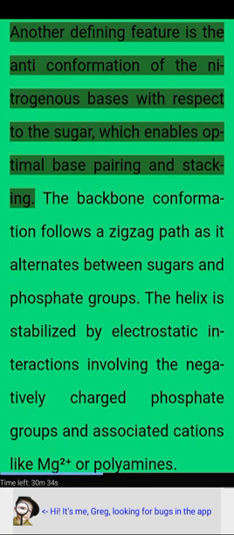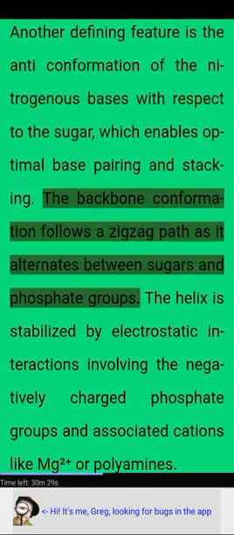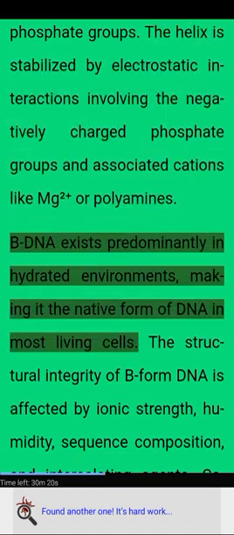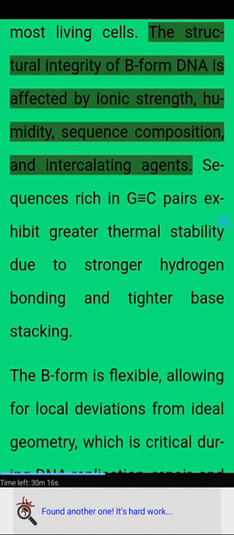Another defining feature is the anti conformation of the nitrogenous bases with respect to the sugar, which enables optimal base pairing and stacking. The backbone conformation follows a zigzag path as it alternates between sugars and phosphate groups. The helix is stabilized by electrostatic interactions involving the negatively charged phosphate groups and associated cations like Mg²⁺ or polyamines. B-DNA exists predominantly in hydrated environments, making it the native form of DNA in most living cells. The structural integrity of B-form DNA is affected by ionic strength, humidity.